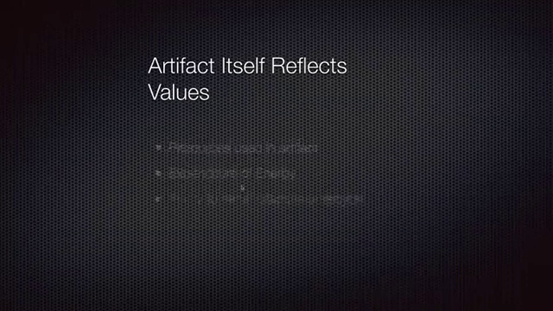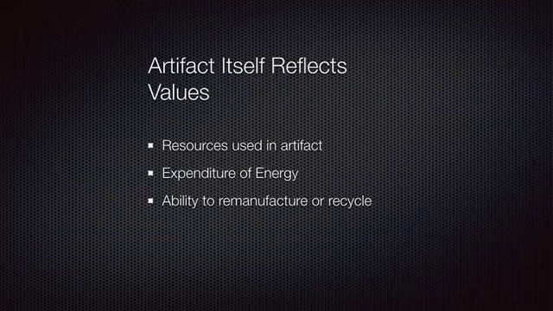The artifact itself can reflect values. So when we're making an artifact, the resources used in the artifact are one aspect of the values, right? Whether we build the artifact out of cheap plastic, whether we build it out of more sturdy plastic, whether it's metal, aluminum, whether it'll rust, whether it won't rust, all of those things come into play. Also, what types of resources are we going to use, right?